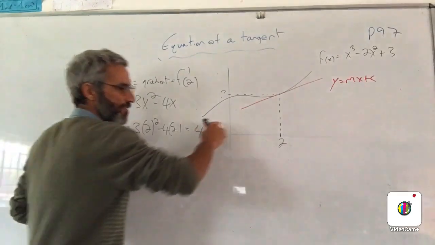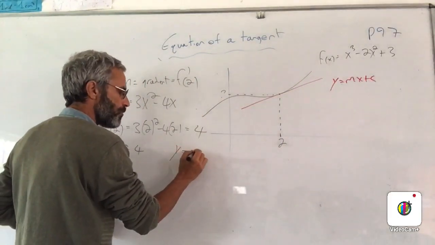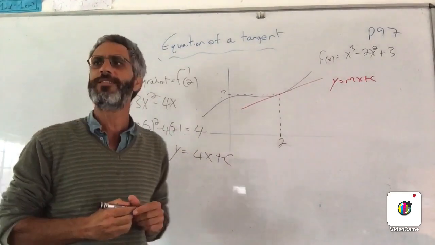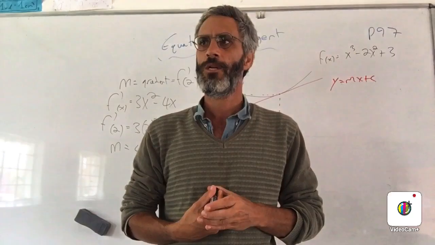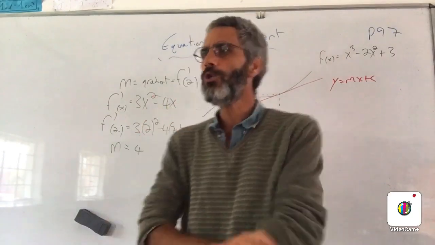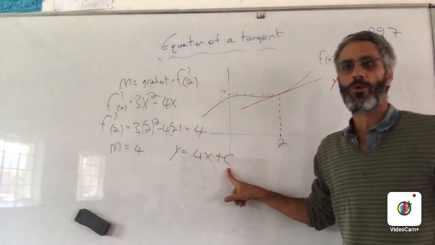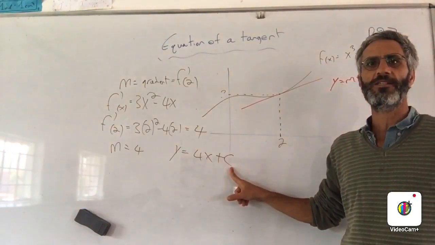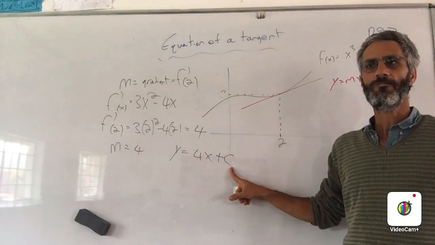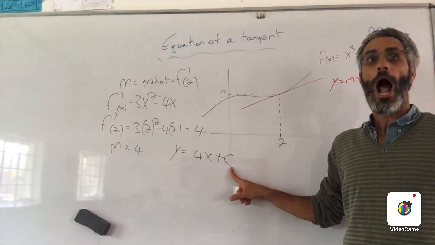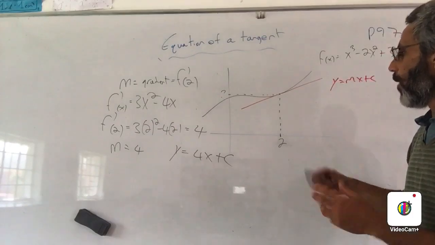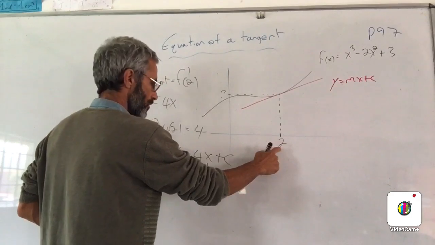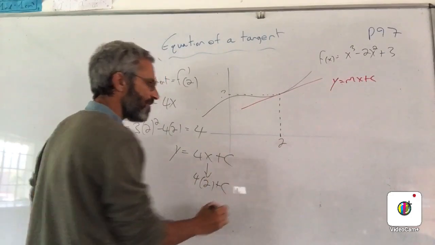Then we know that the equation of the tangent is y equals 4x plus c, and I still don't know what the c is. Now, how do I find c? This is a problem we've done before. How do I find this c of a tangent? I need to sub something. Well, yes, I must sub 2, so I know that x is equal to 2. But what is the y? How would I find the y?